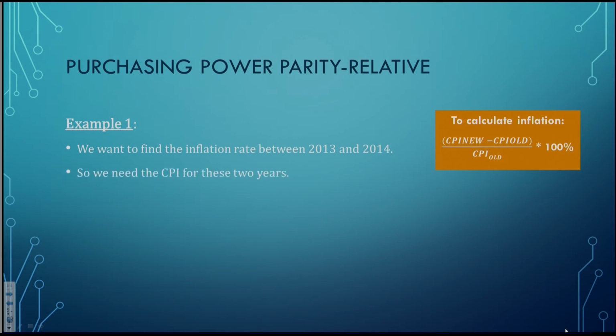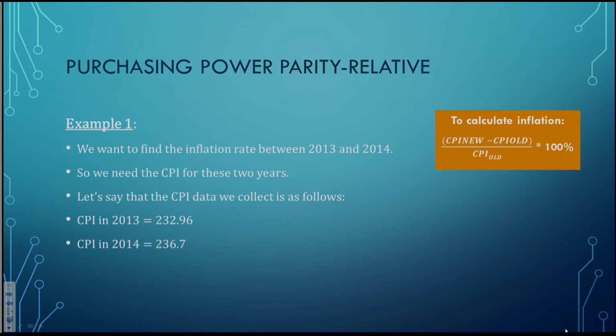Well, that means we need the CPI for these 2 years. Now, let's say the CPI data we collect is as follows. The CPI in 2013 is 232.96, and the CPI in 2014 is 236.7. Well, now all we have to do is plug into the equation. So, take a moment and calculate and see what we get for inflation rate.